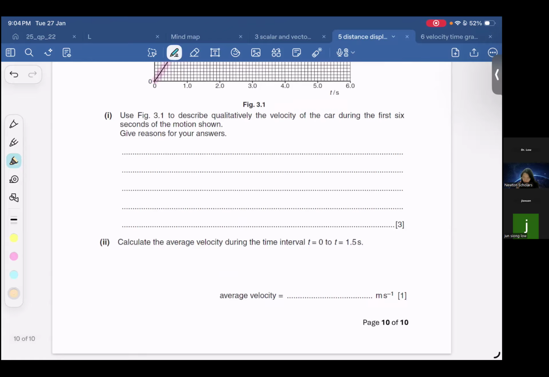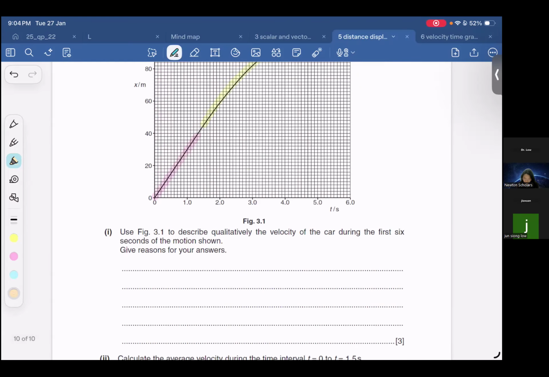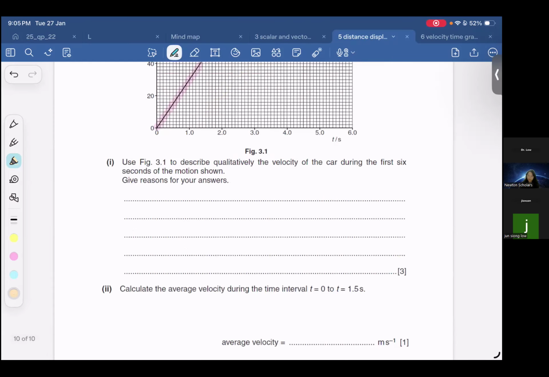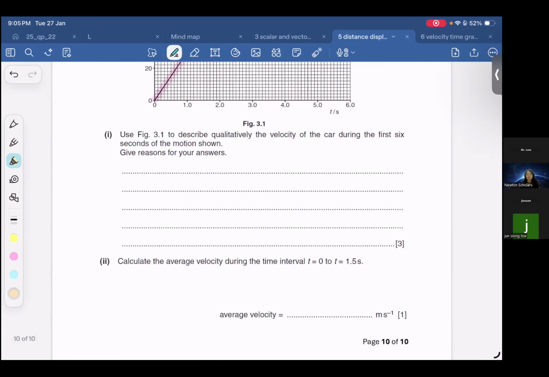Okay, can you calculate the average velocity during the time interval 0 to 1.5? Can you calculate the average velocity?